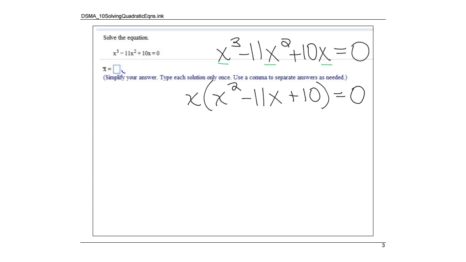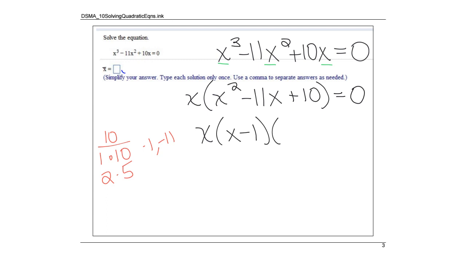x squared minus 11x plus 10. Okay, so now I need to factor the inside, but I have to leave that x out front as I factor the inside. So if I come over here, I need factors of 10 that would sum to 11. And so that is going to be 1 times 10, right? But I need negative 11. So therefore I would need negative 1 and negative 10. So let's go ahead and pop those in. So I have x minus 1.